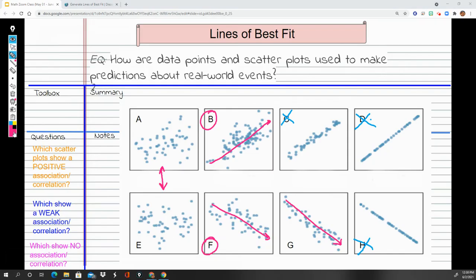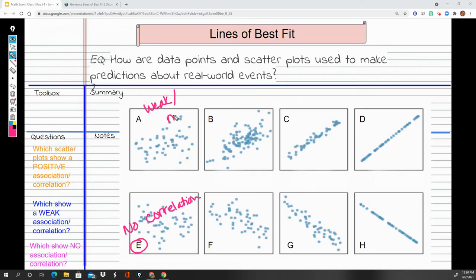Like if you try to imagine drawing a line on this one, I don't know, you could argue that that's the line of best fit. You could argue, well, maybe the line goes like that. Or maybe it goes like that. But it's really hard to tell. So I would say for sure E is no relationship. No correlation. And A could either be weak or maybe even no correlation.